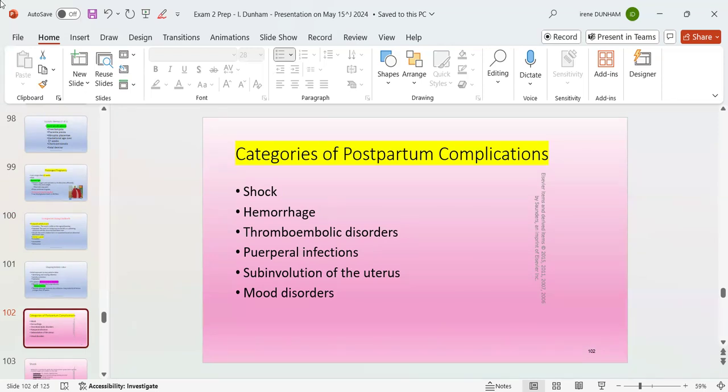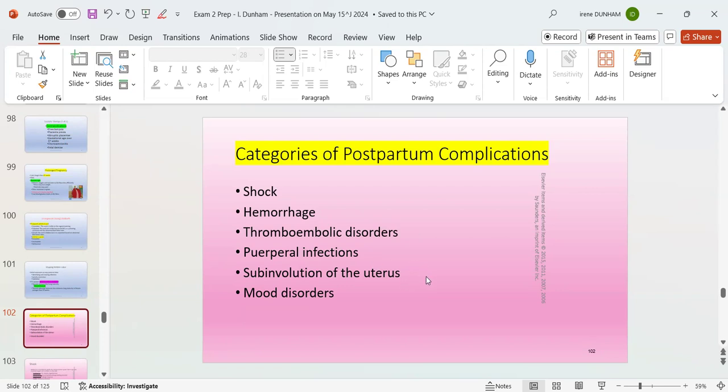Okay, so let's break this down. Involution of the uterus means the uterus is contracting back to its pre-pregnancy state, right? If I have subinvolution, that means it's not as good as involution, right? So subinvolution is a slow return of the uterus to the pre-pregnancy state. An indication or cause of subinvolution would be retained placenta fragments.